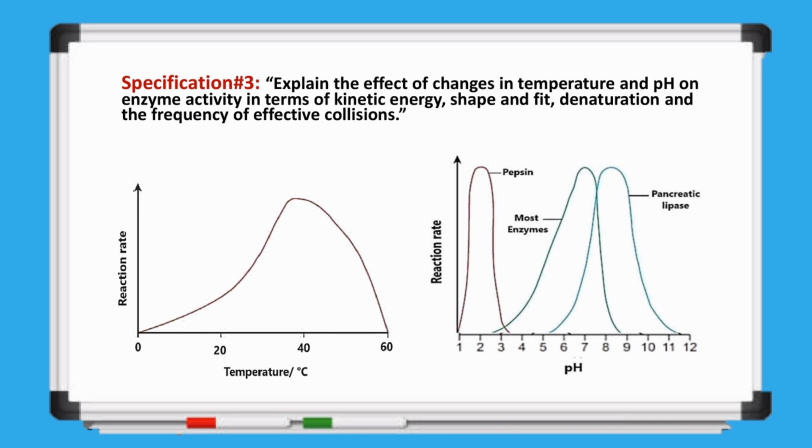Next we have specification number 3, which says, explain the effect of changes in temperature and pH on enzyme activity in terms of kinetic energy, shape and fit, denaturation and the frequency of effective collisions. So now, we're going to look at how temperature and pH affect enzyme activity, just like we explored earlier. We'll explain these effects by considering things like kinetic energy, how well the enzyme and substrate fit together, the risk of denaturation, and how often successful collisions happen.